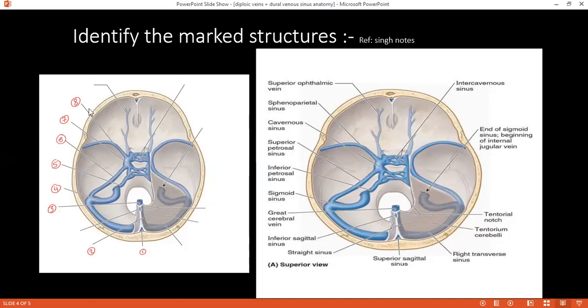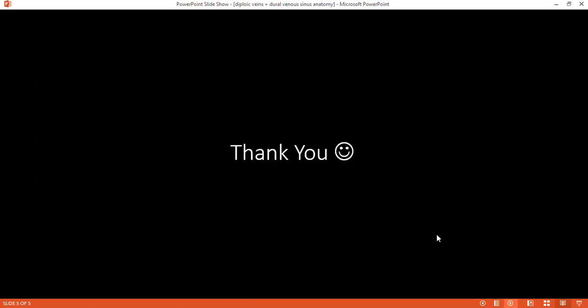Then the 8th one, you had it correct. Sphenoparietal sinus. Yes, good. So what are these ones? These are veins, superior ophthalmic veins, and in the very middle there is the cribriform plate of the ethmoid, that is not labeled. Okay, good. Thank you so much.